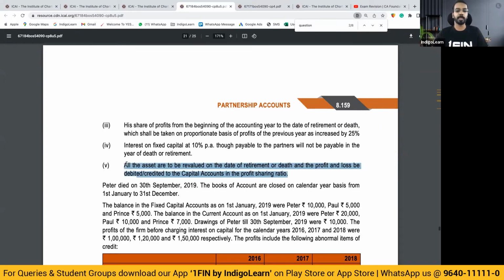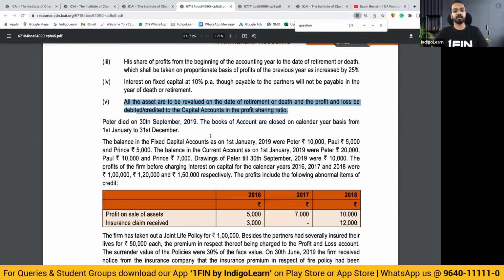Anyways, this is known. Now, Peter died on 30th September. So one good thing for exams is everybody dies or retires on the first day of the month or the last day of the month. So no complications in number of days. Books of accounts are closed on calendar year basis. So financial year is from 1st of January to 31st of December.